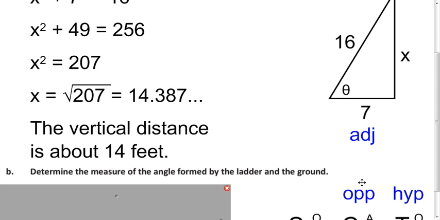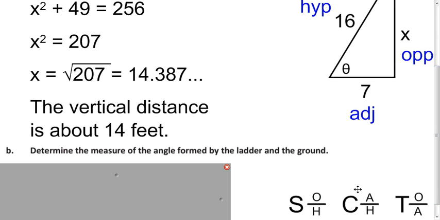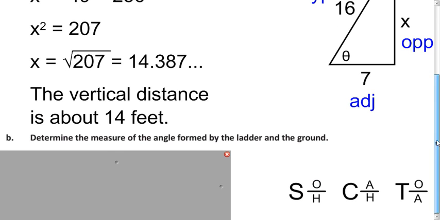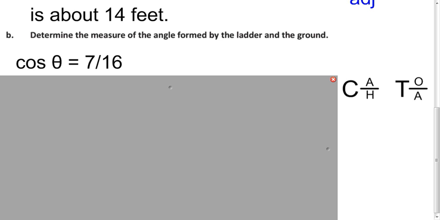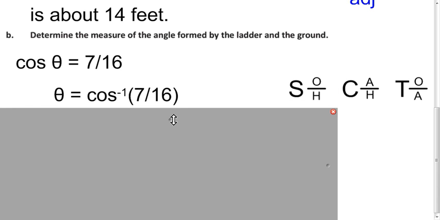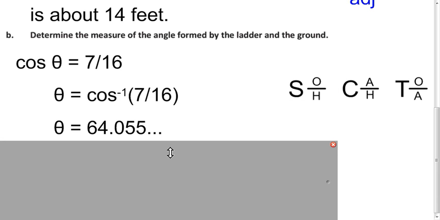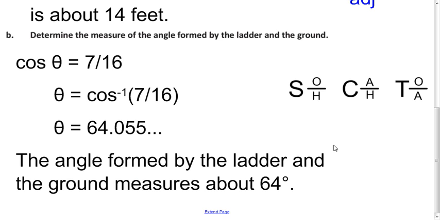So here we have adjacent, opposite, hypotenuse. And the opposite is a number that we rounded, so we really shouldn't use it. So we should really use adjacent and hypotenuse. So let's use cosine. So cosine of theta is 7/16. Apply inverse cosine to both sides. And we end up with about 64 degrees.